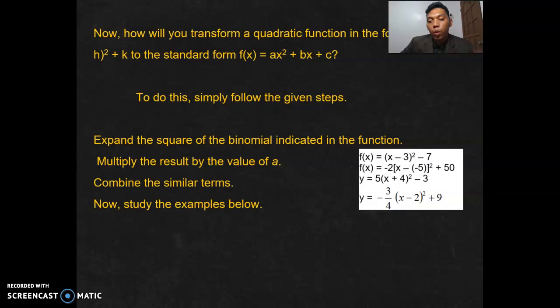So expand the square of the binomial indicated in the function, and then if there is an existing a that is greater than 1, then you must multiply the result by the value of a. After multiplying, you combine all the similar terms, right? Then let's try the following examples.